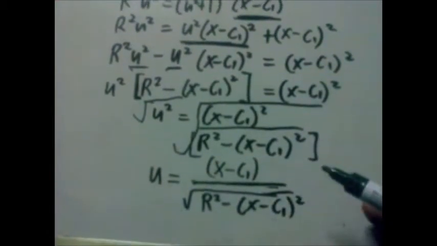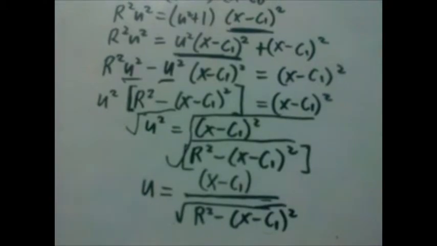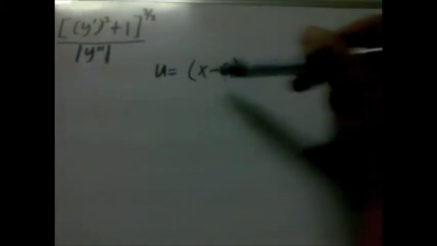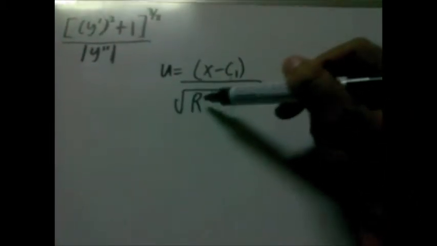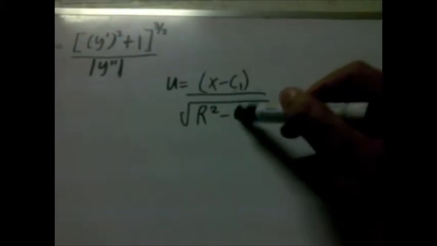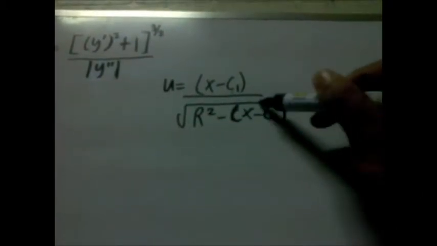So after that, we have no space anymore, so I'll have to erase. Okay, we will continue. Remember our equation now becomes u is equal to x minus c1 over the square root of r squared minus quantity x minus c1 squared.